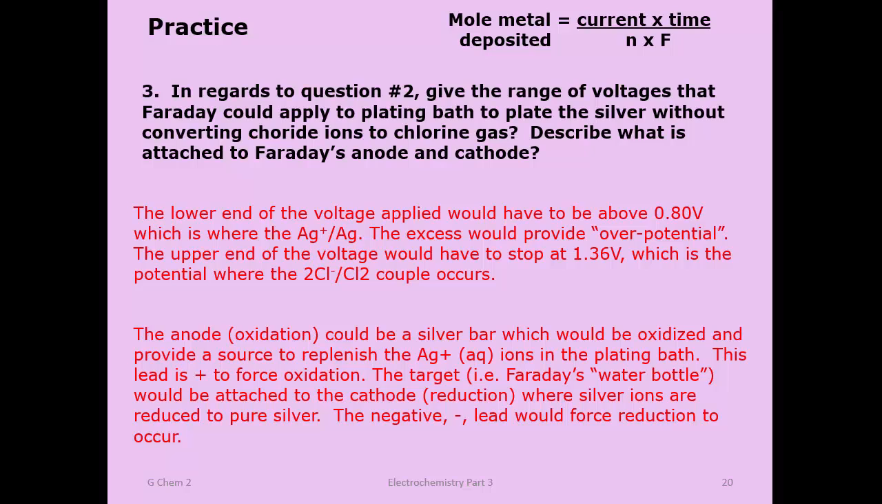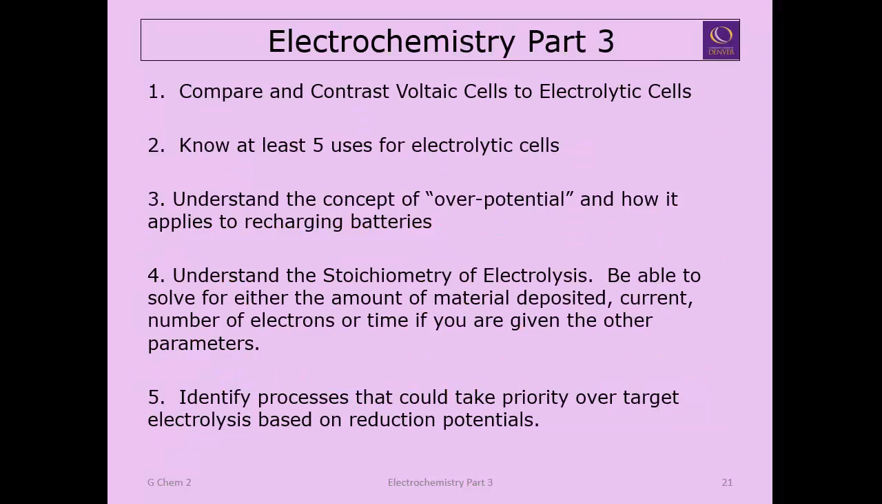The oxidation would be a silver bar, because you are able to keep replenishing the solution as you go along. In that case, the lead would be positive to force oxidation. The target, Faraday's water bottle, would be attached to the cathode. That would be where reduction takes place, and silver ions are reduced to pure silver. In that case, the negative lead would be attached to force reduction to occur. So I hope this whole little conversation has helped you understand the non-spontaneous electrochemical deposition part of electrochemistry.